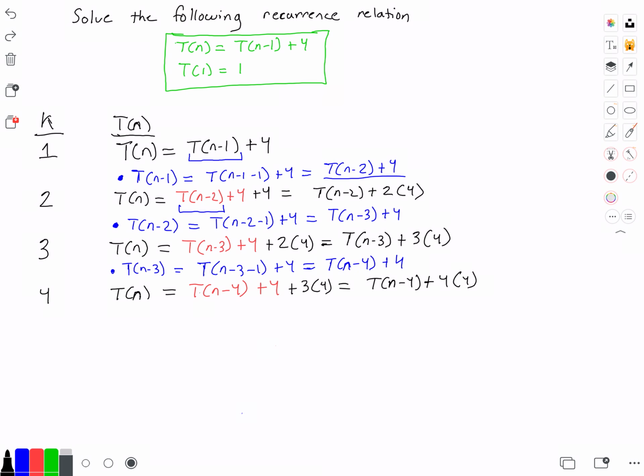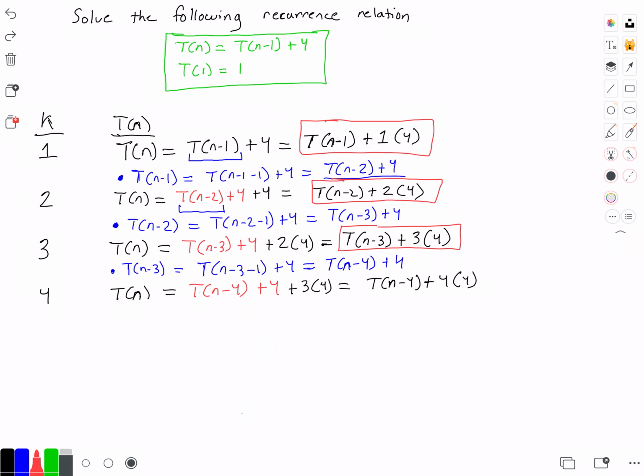So now, if you don't see the pattern, I'm going to rewrite our first equation here at the very, very top. And this is equal to T of n minus 1 plus 1 times 4. All right. So now we can see these functions here, and I can see the pattern quite clearly.